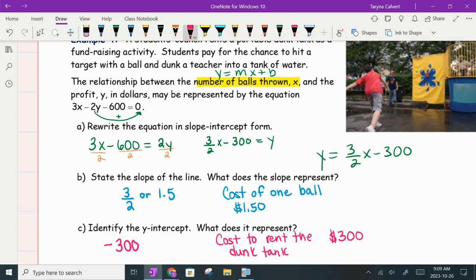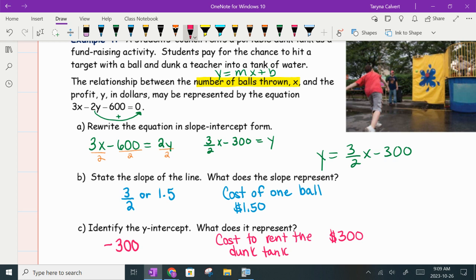Because we have to give that cash away to the rental place, and then we would have to sell so many balls to break even, and then obviously so many to start making a profit. And would that be a fair question for me to ask you guys? How many balls would we have to sell to break even? Yeah, that would be a fair question, because if I wanted you guys to see how many balls you had to sell to break even, you would let y equal 0, because break even means make no money, right? So then you would let y equal 0, and then you would solve for x.